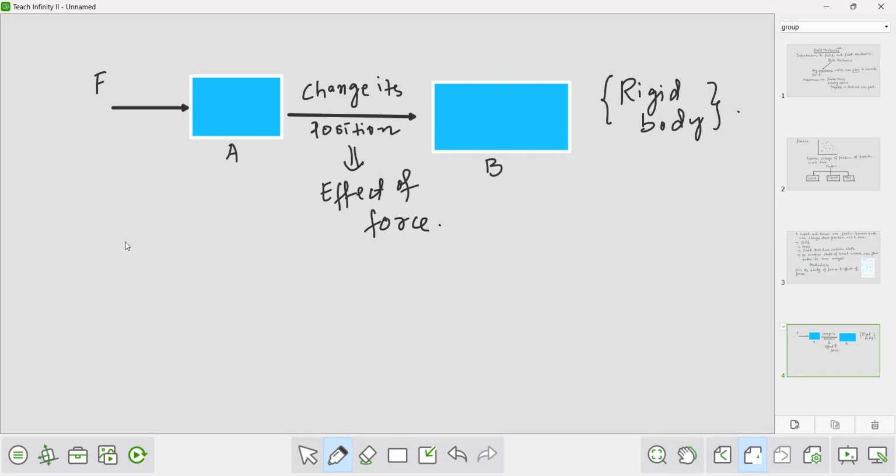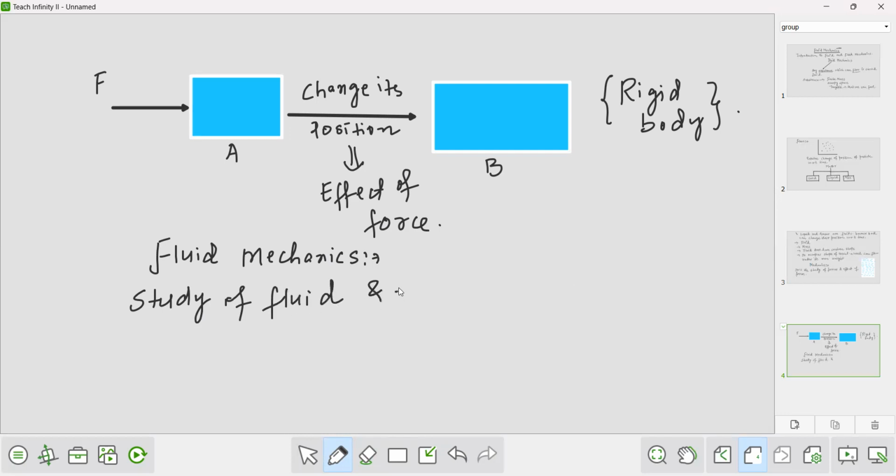Effect of force. Now, fluid mechanics is broadly divided. What you have to study is the study of fluid and the effect of force on fluid.